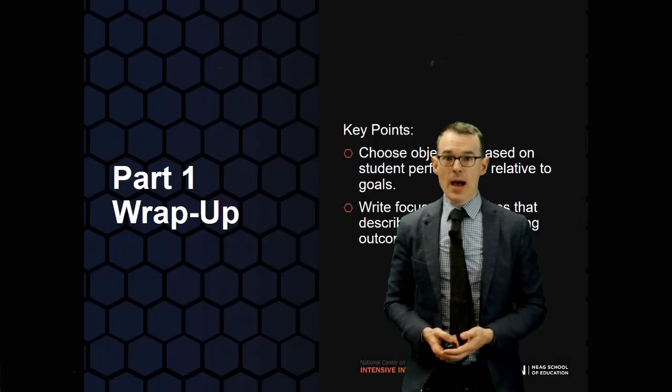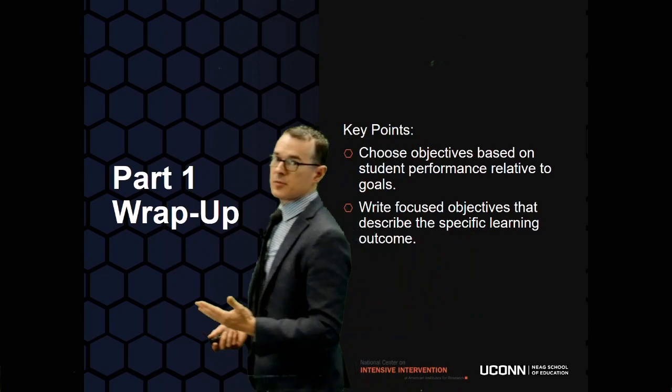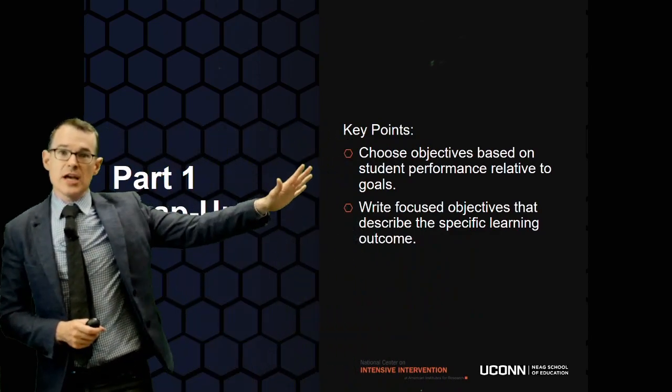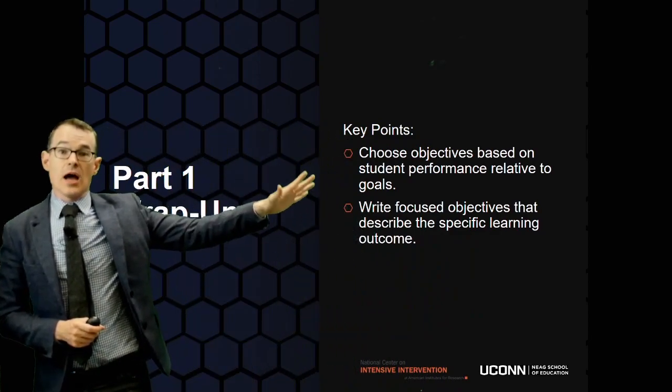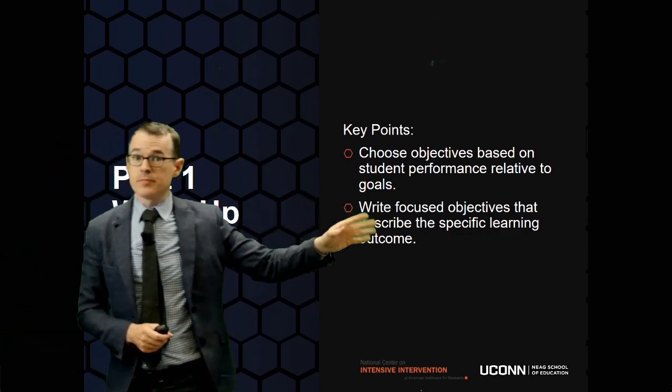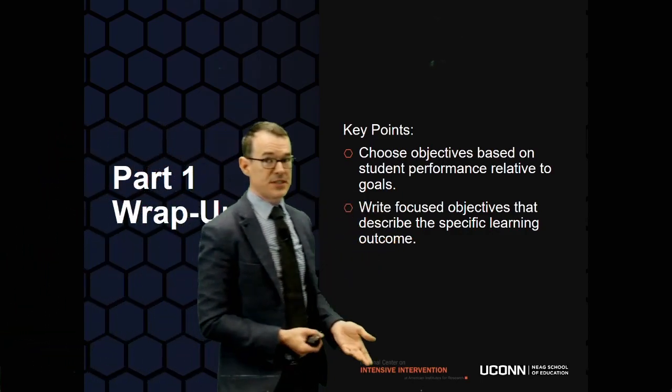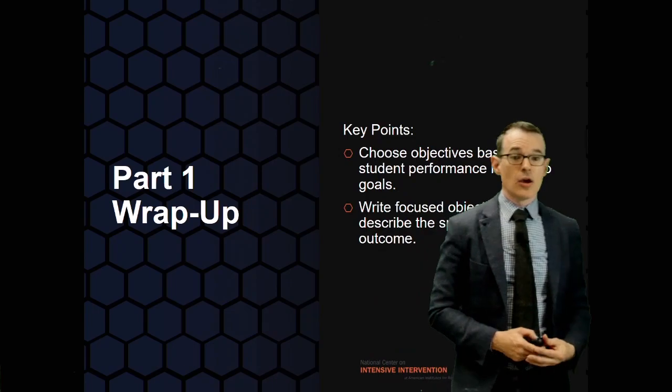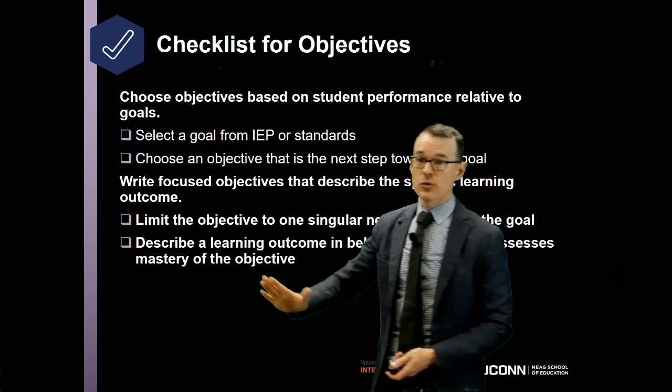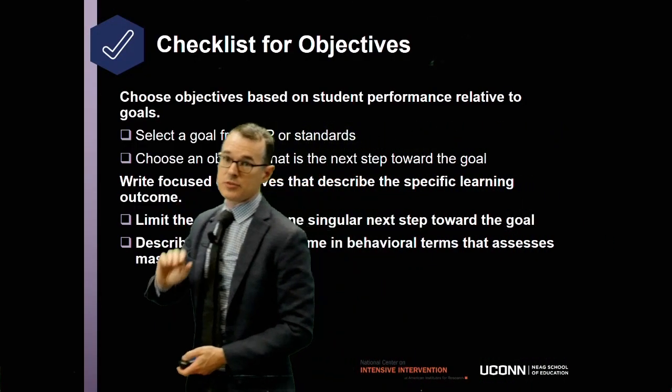So to wrap up, the key points from this objective were to choose objectives based on the student performance relative to the goals, then write objectives that describe the specific learning outcome. And I think we've done that well. And here's the checklist that we gave you in order to show that you've mastered that objective.